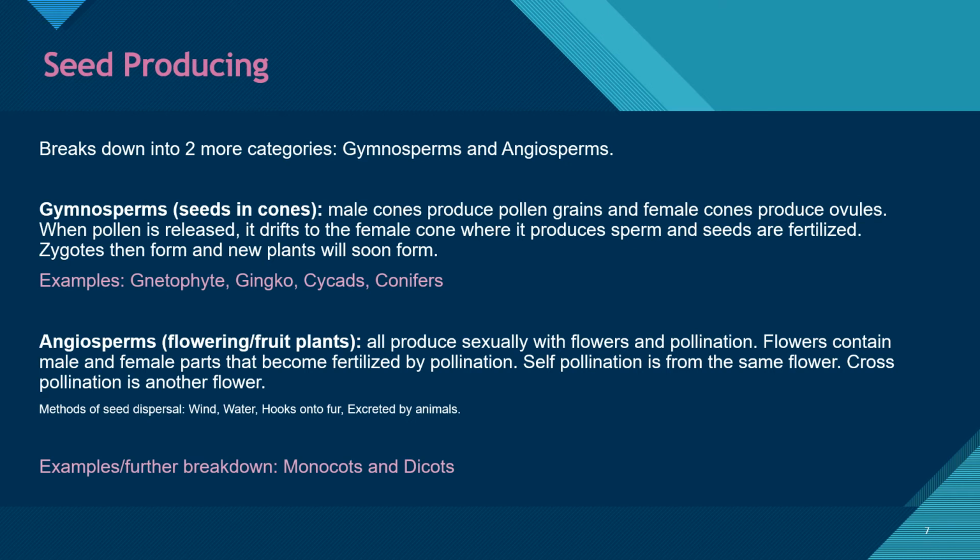Once that part of the flower is fertilized, it then creates what is known as the fruiting plant. Once that is created, it's going to drop, or go somewhere and get dispersed and carried. The methods of seed dispersal are wind, so it could get carried off by the wind, it could fall into the water, or it could hook onto the fur of some animal, or an animal could actually physically eat the fruit and then excrete it out. And then angiosperms lastly break down a little bit further into some subcategories, monocots and dicots.